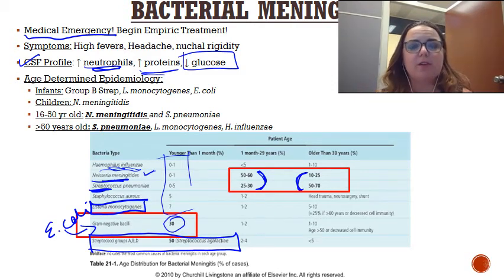So those are your big hitters, right? If they're really young, let's think GBS and E. coli. Once they get past that 1 month period, it's probably Neisseria. If not, it's probably strep pneumo. Once they get over 30, it's probably strep pneumo, if not Neisseria. So that's a good way to narrow your field down.